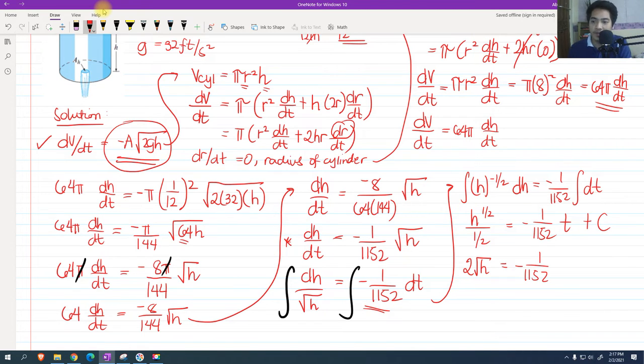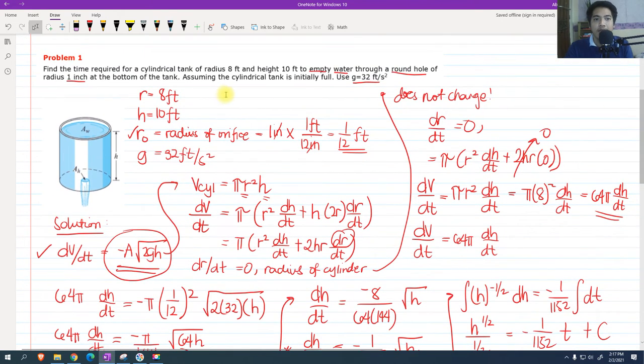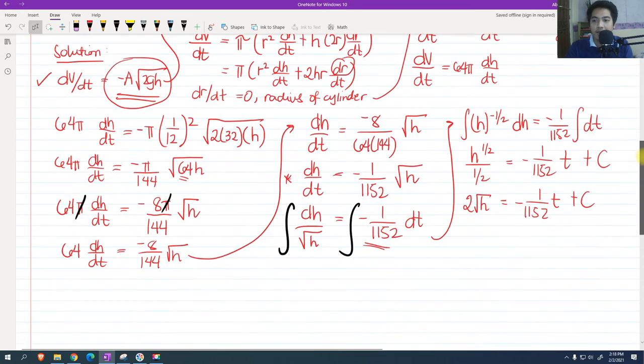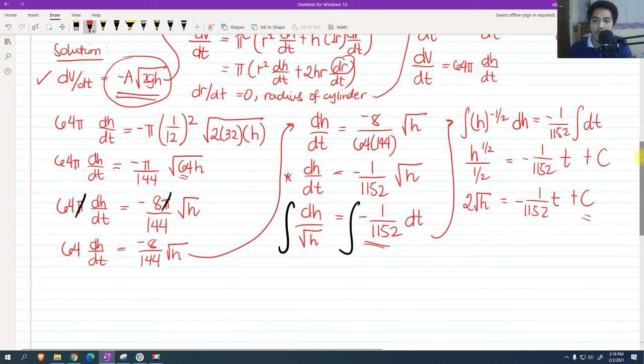That's the rule. Then t plus c. Okay? So this would be our equation. We can find what we are trying to find, assuming that the cylindrical tank is initially full. So what we are going to do is find the value of C at time equals 0. Okay, the tank is full.